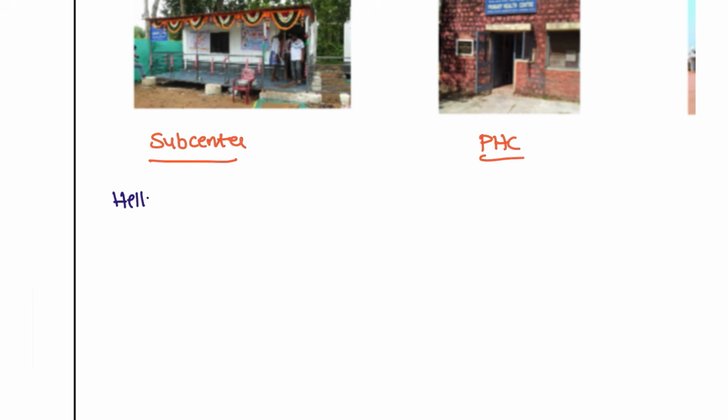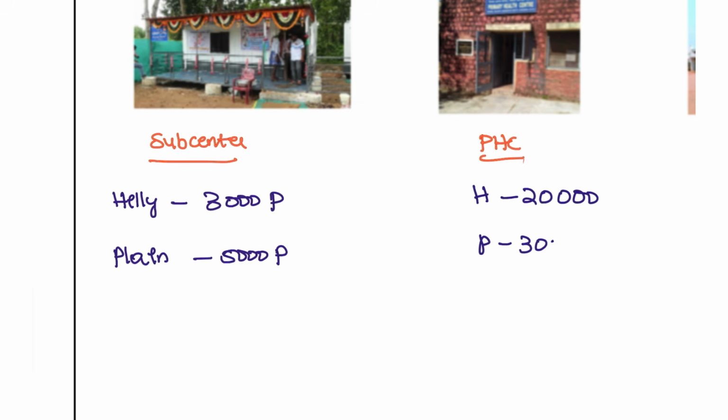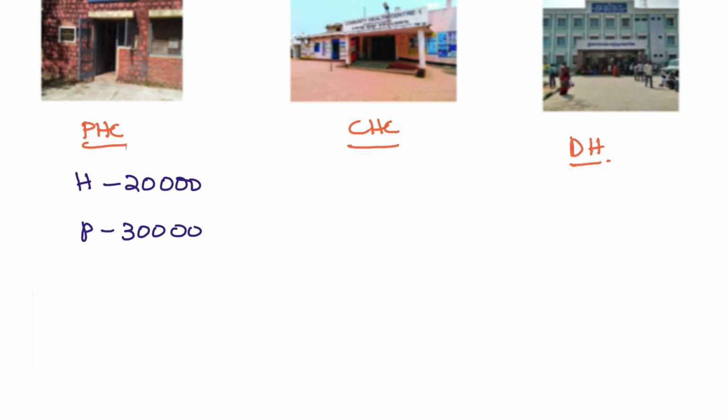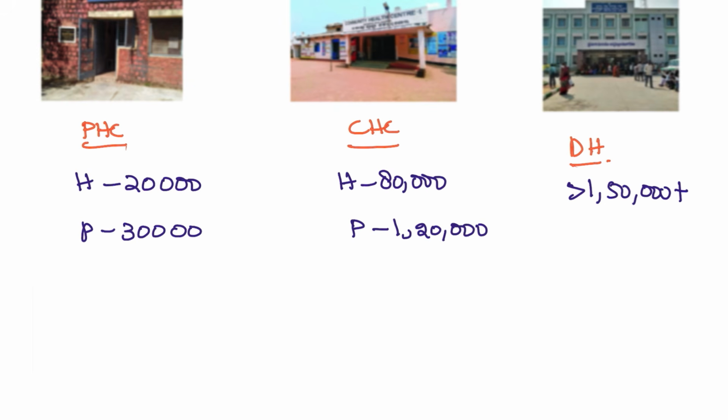In the hilly areas, they cover 3000 population, whereas in the plain areas they cover 5000 population. For PHCs, in the hilly areas it is 20,000 population, and in the plain areas it is 30,000. For CHCs, in the hilly areas it is 80,000 population, and in the plain areas it is 120,000. District hospitals are mostly in the plain areas only, and here we cover 1,50,000 plus population.